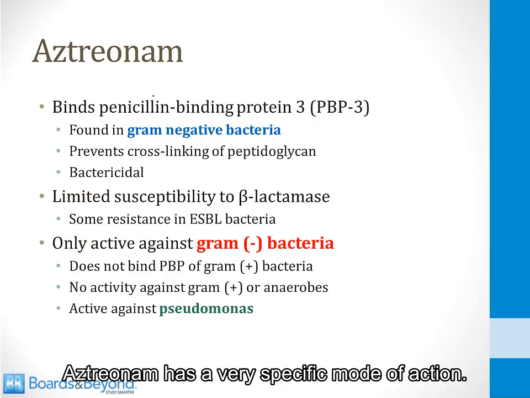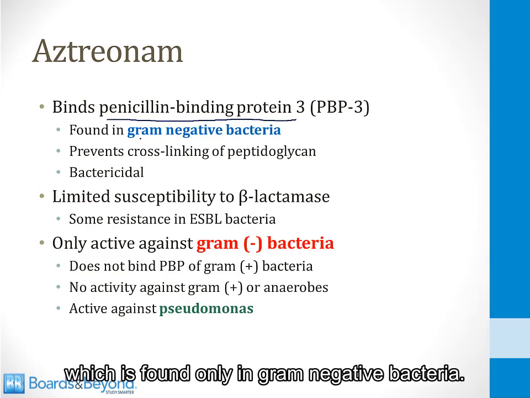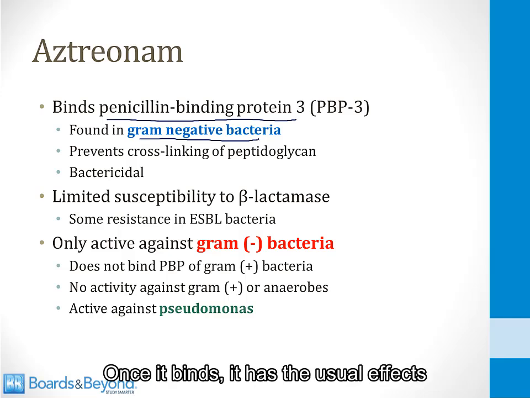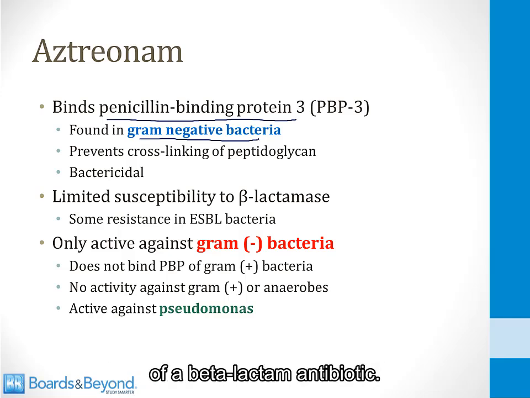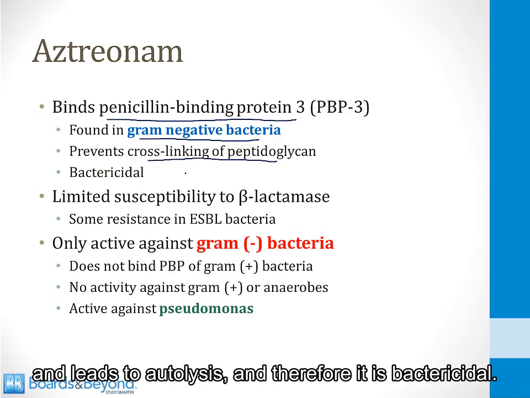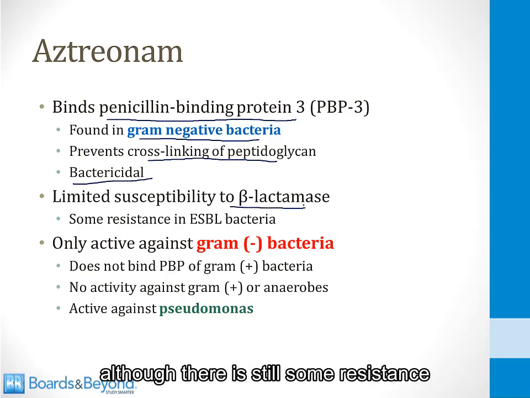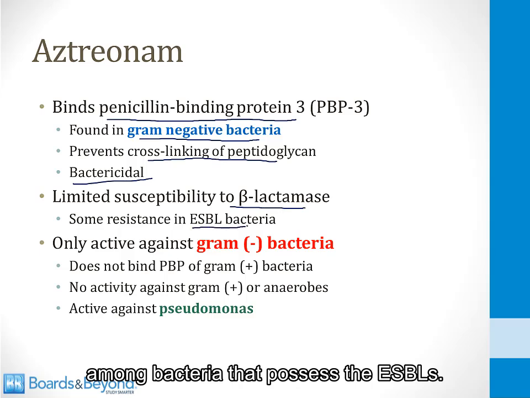Aztreonam has a very specific mode of action. It binds to penicillin binding protein 3, which is found only in gram-negative bacteria. Once it binds, it has the usual effects of a beta-lactam antibiotic. It prevents cross-linking of peptidoglycan and leads to autolysis, and therefore it is bactericidal. It has limited susceptibility to beta-lactamase, although there is still some resistance among bacteria that possess the ESBLs.